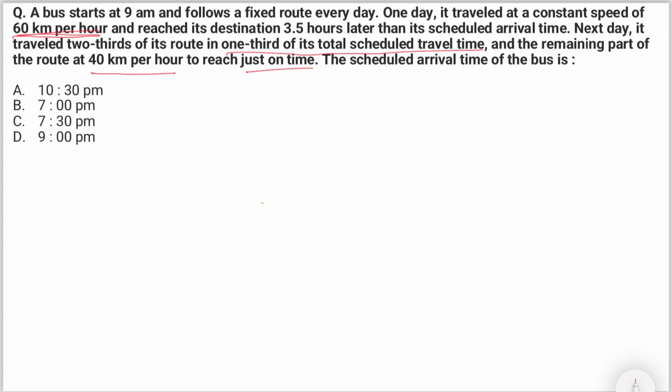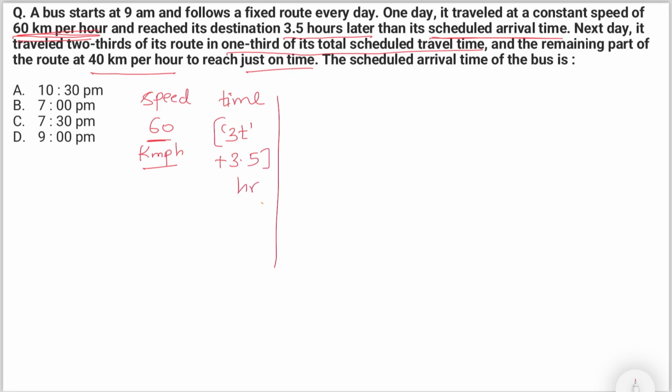So now what we have to do is look at the first scenario. One day it traveled at a constant speed of 60 kilometers per hour. So one day, I mean the usual day, the speed will be 60 kilometers per hour and it reached its destination 3.5 hours later than its scheduled arrival time. So we'll assume something for the scheduled travel time. Generally people take it as t, but I will take it as 3t for the time being. Usually it travels for 3t hours, but now at 60 kilometers per hour, the bus is reaching 3.5 hours late. So when the speed is 60, the time taken will be 3t plus 3.5 hours.